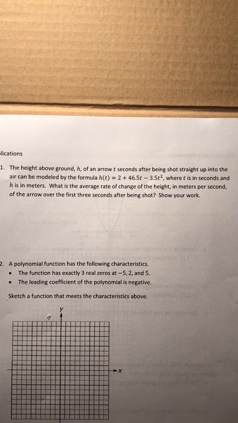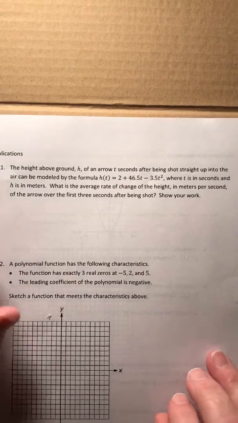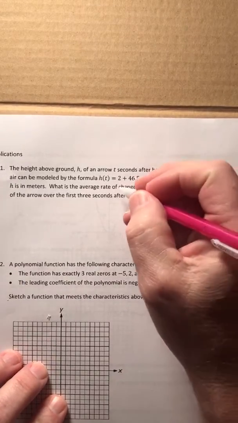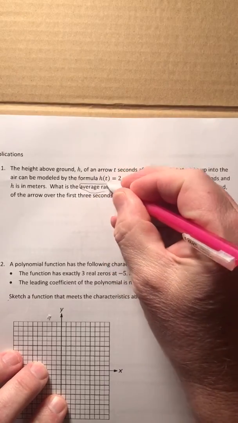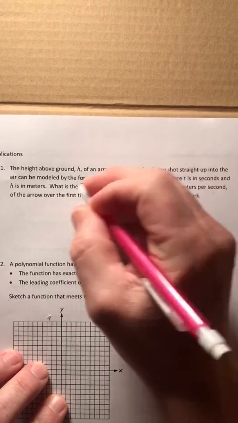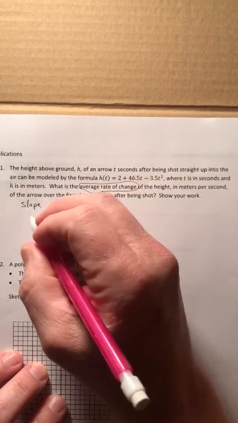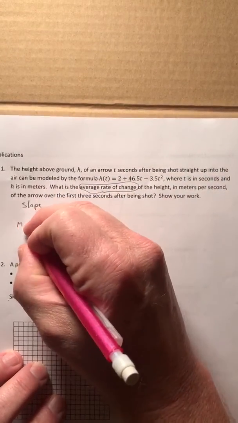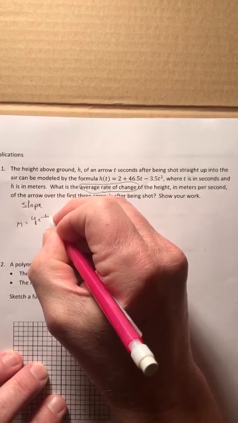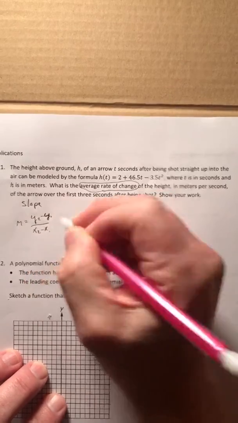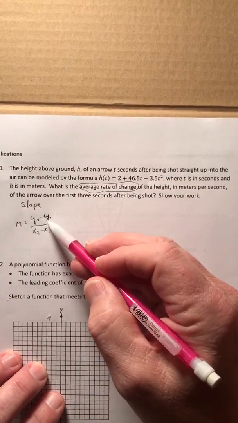This is the applications and the conceptual development problems. We'll work those out so you can see them. All right, so again, anytime you see this phrase, average rate of change, you should know that we're looking for the slope. So we're going to use the slope formula, m equals y2 minus y1 over x2 minus x1. To use the slope formula, we need 2 points.